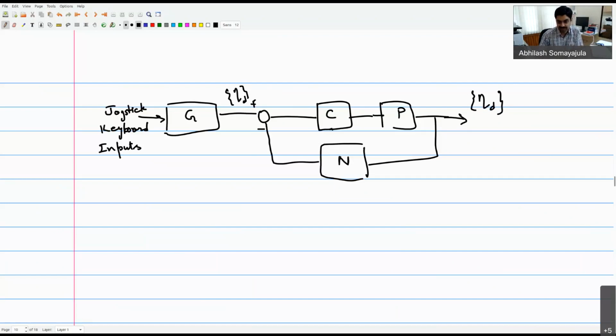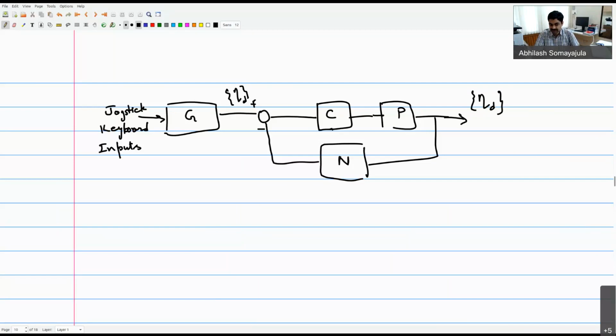Correct? You expect whatever I have given as the so-called desired trajectory for my system to follow. If my control system and navigation system are doing a good job, the output should be the desired trajectory which I wanted to follow. Is that making sense?